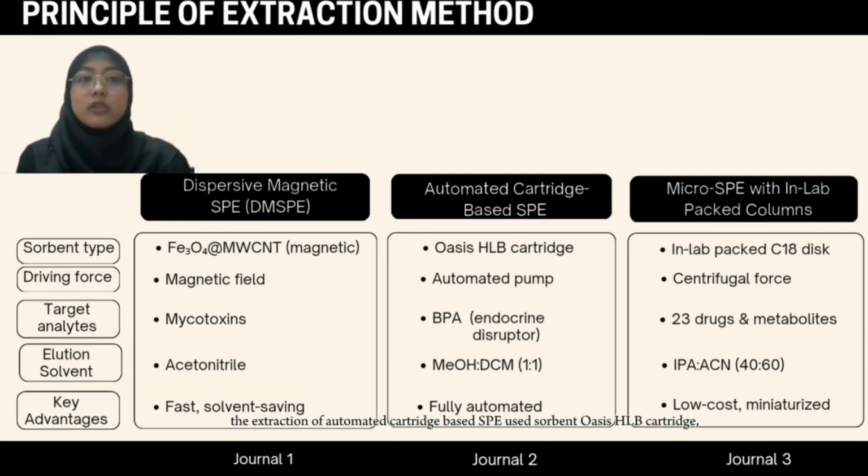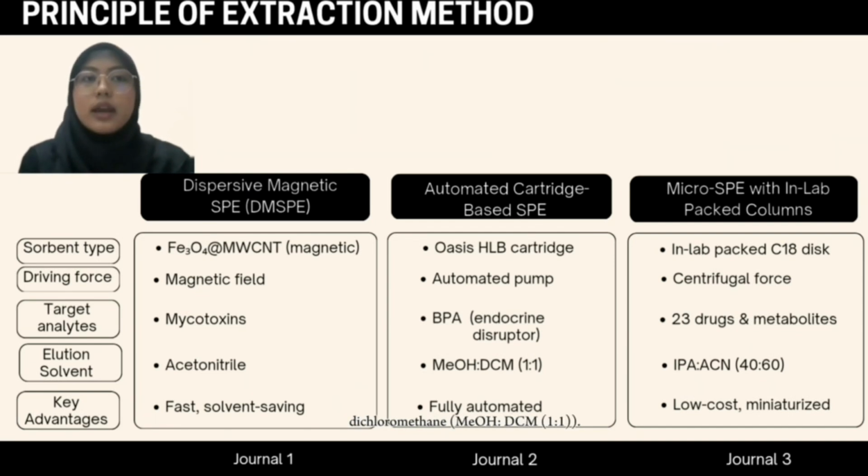Meanwhile, the automatic cartridge-based SPE used an Oasis HLB cartridge, and the target analyte is bisphenol A, an endocrine disruptor. The elution solvent was a 1-to-1 mixture of methanol and dichloromethane. It is also a fully automated extraction. And the last one is micro-SPE with an in-lab packed column, which used an in-lab packed C18 disc with centrifugal force as the driving force. In this case, the target analytes were 23 drugs and metabolites. The key advantages of this extraction method were low cost and miniaturization.